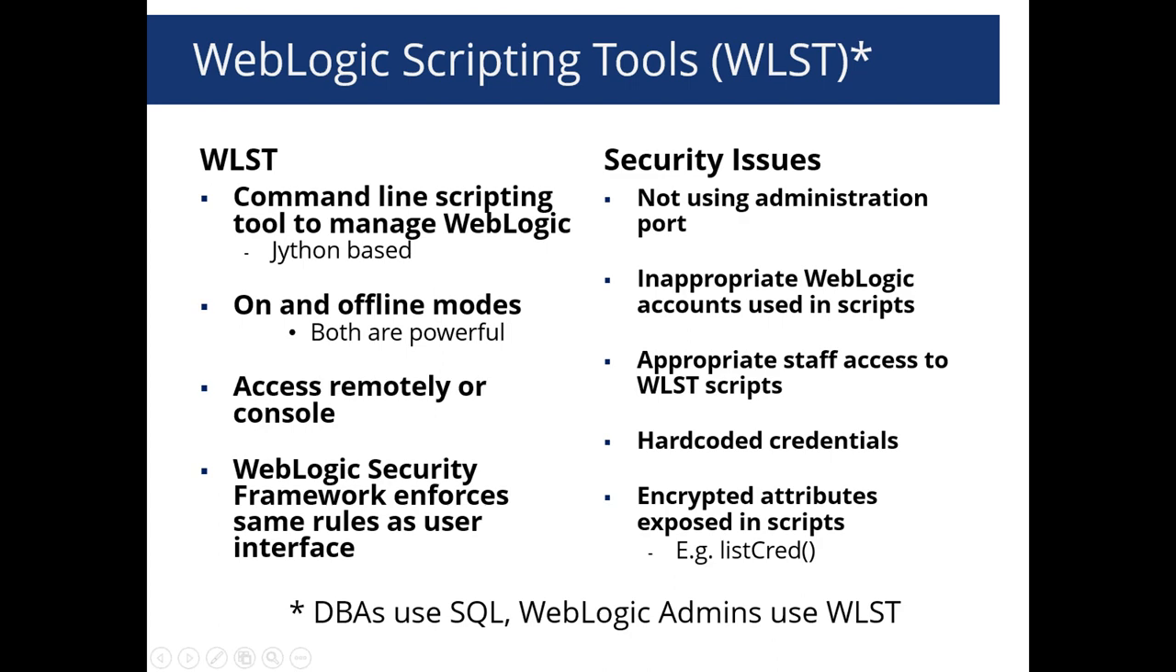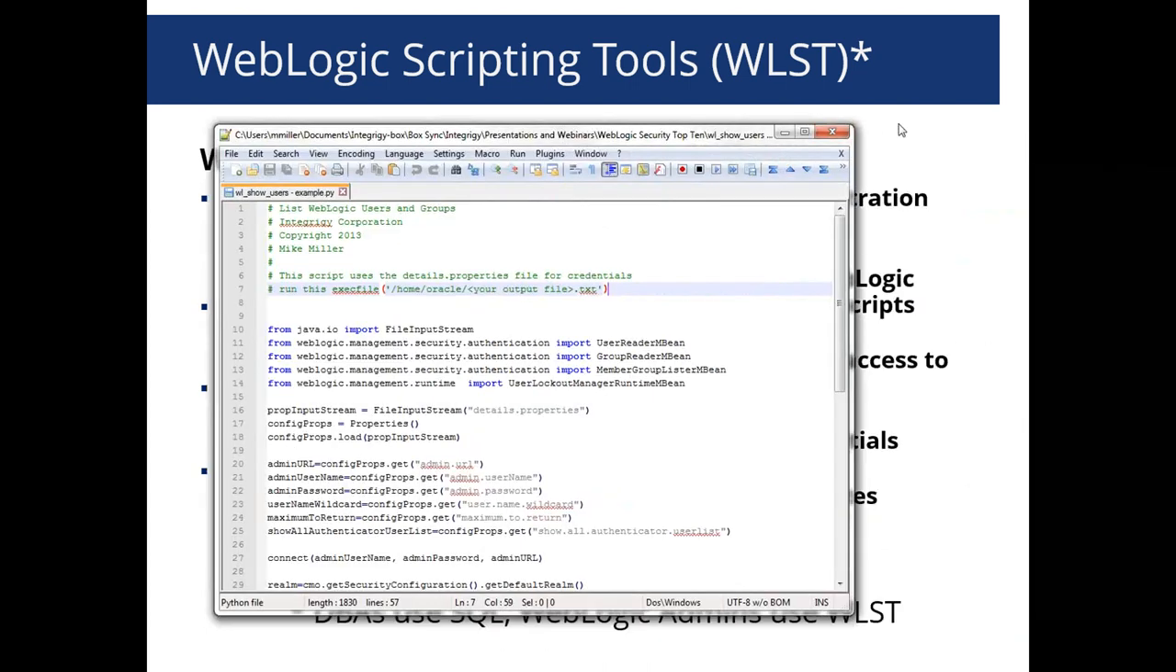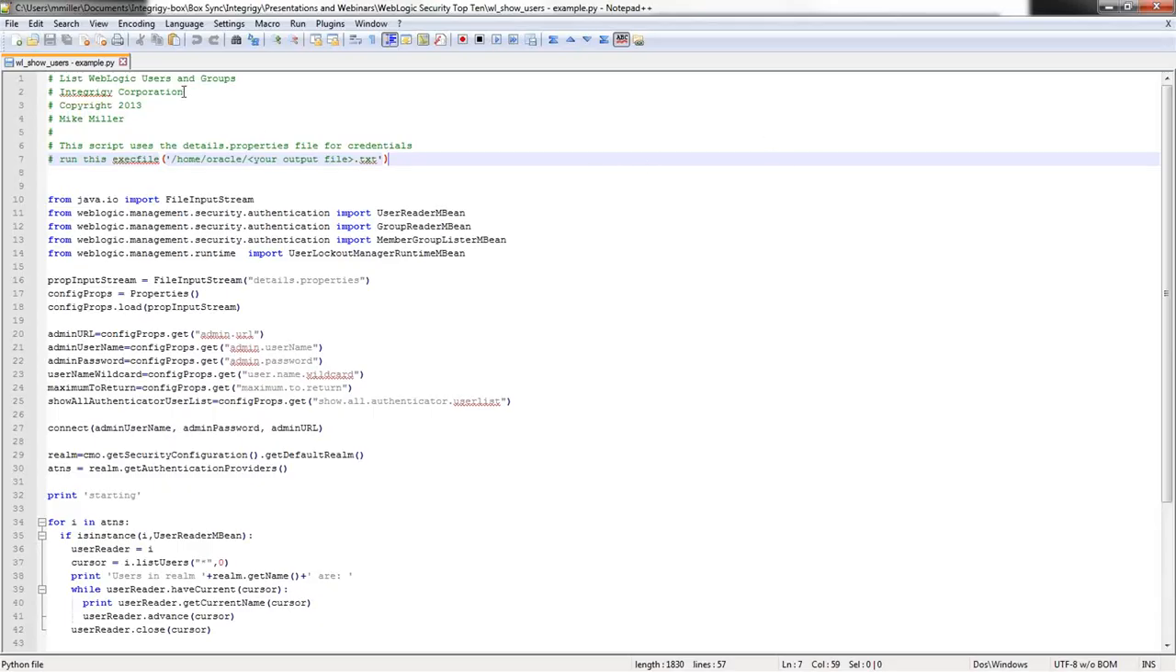Just as a quick example of a WebLogic script, for those of you who might not have seen one before, I'm going to pull one over here. This is a quick script that just lists out users and groups. A couple of things I want to point out to you here is that I need to connect in online mode to run these reports, and I have my username and password here.